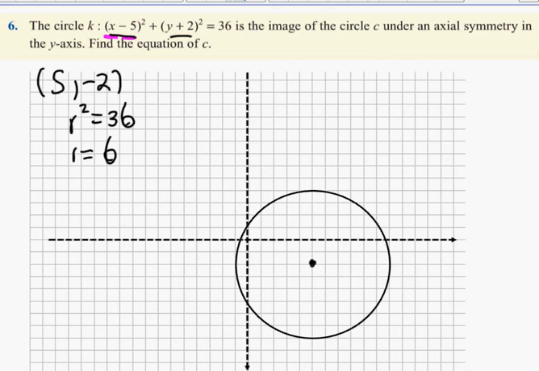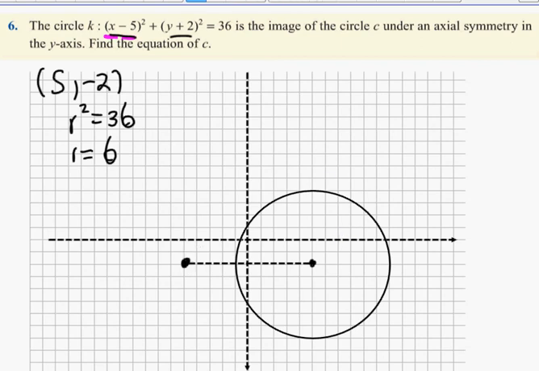And then how far do we have to move the centre of the circle? It's going through the y-axis. So 1, 2, 3, 4, 5. No, just through the line. It's a mirror image. So go another 5 across. 1, 2, 3, 4, 5. And that's the centre of the circle moved.